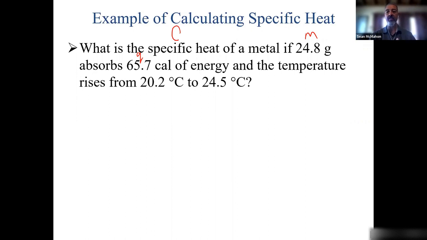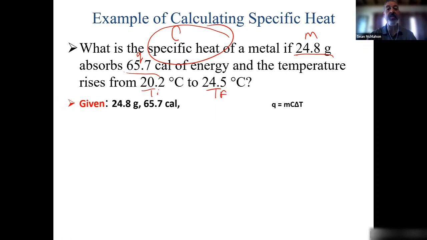So I have a metal, I have 24.8 grams of it. It's absorbing 65.7 calories of energy. The temperature rises from an initial temperature of 20.2 degrees Celsius to 24.5, that's the final temperature. How do I solve for the specific heat, the ability of this metal to absorb energy? Q equals mCΔT, right? So what I'm going to do is write down what I know. I know there's 24.8 grams.